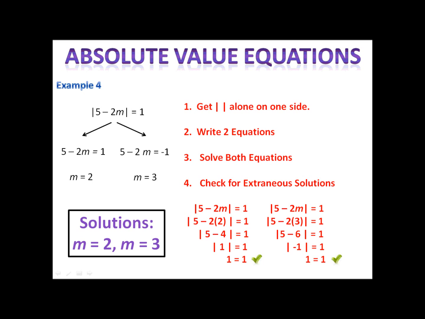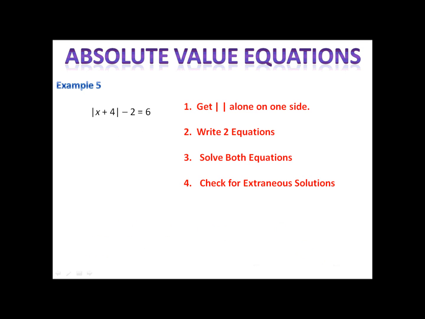In example 5, we have to begin by looking and seeing something a little bit different here. Notice that the absolute value is x plus 4, but it's not alone. Right outside of it on that same side of the equal sign is a minus 2. We can't do anything until the absolute value is all alone. So we'll begin by adding 2 to both sides. That gives us x plus 4 equals 8.